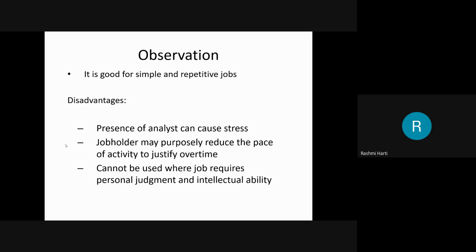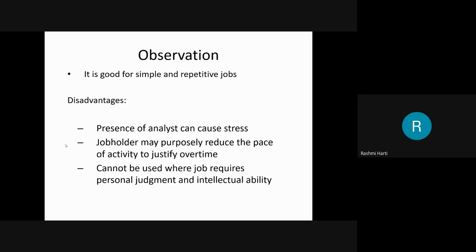Then, the job holder may purposely reduce the pace of activities to justify overtime. Sometimes the employee may think, I am being observed because the management thinks that I am purposely delaying things, or probably I am not working well. So he thinks, okay, let me put forth a slow pace and try to gain overtime, work overtime and show that I am working too much, and then also get the overtime amount. So it cannot be used where jobs require personal judgment and intellectual ability. Where personal judgment and intellectual ability are required, this observation method cannot be considered.